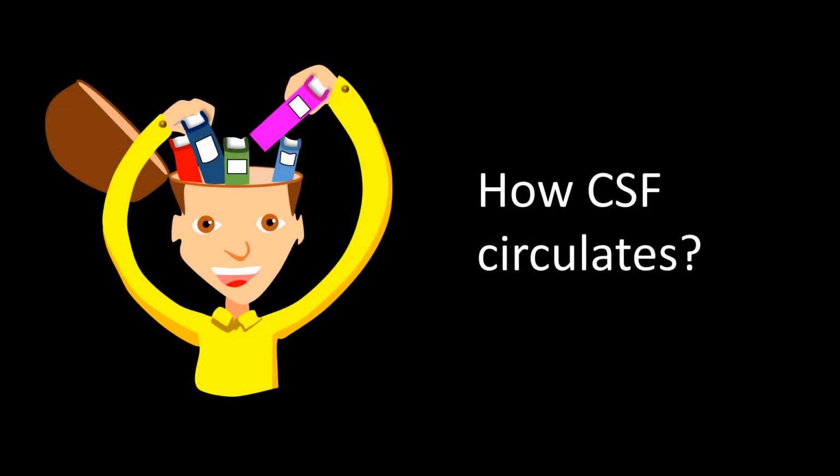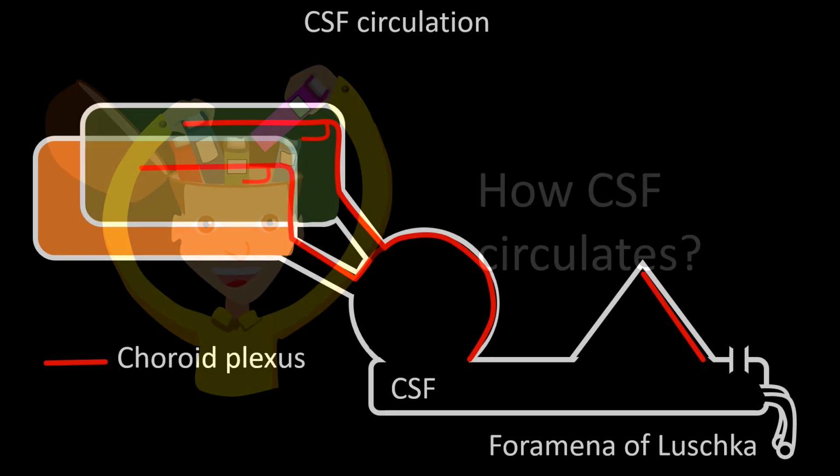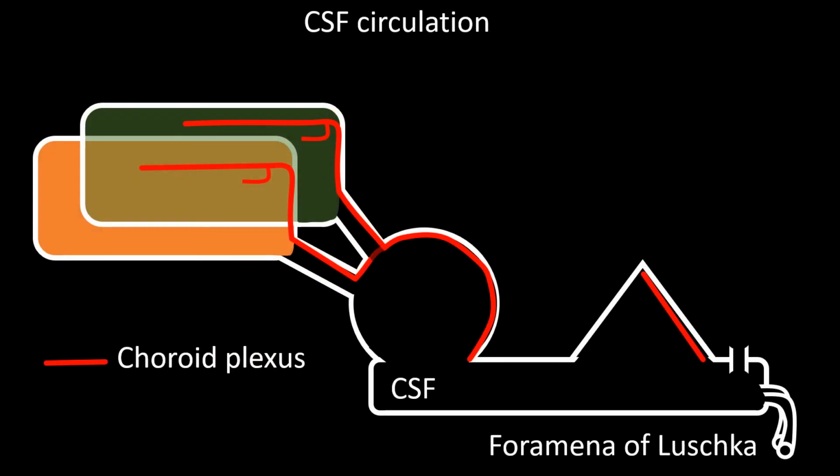Now we must address the issue of CSF circulation. I have brought back the diagram I used to explain the location of the choroid plexus to tell you about CSF circulation. CSF is produced by the choroid plexus, present at the locations previously indicated. The CSF produced in the lateral ventricles goes through the foramina of Monro to the third ventricle, where it joins the CSF produced by the choroid plexus of the third ventricle and a minimal amount of CSF produced at the foramen of Monro.